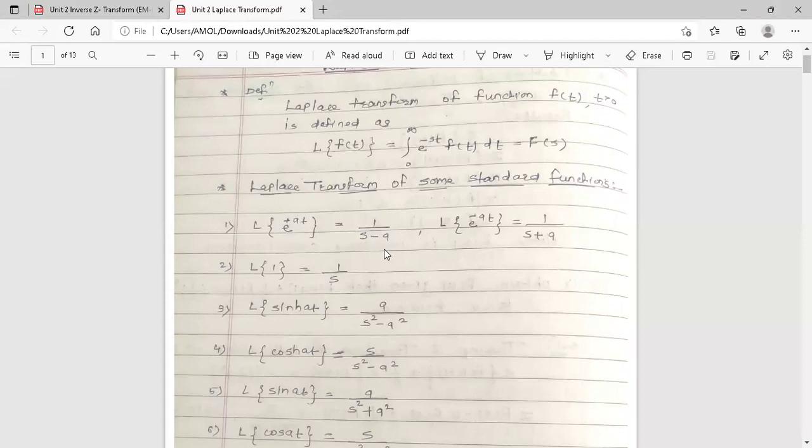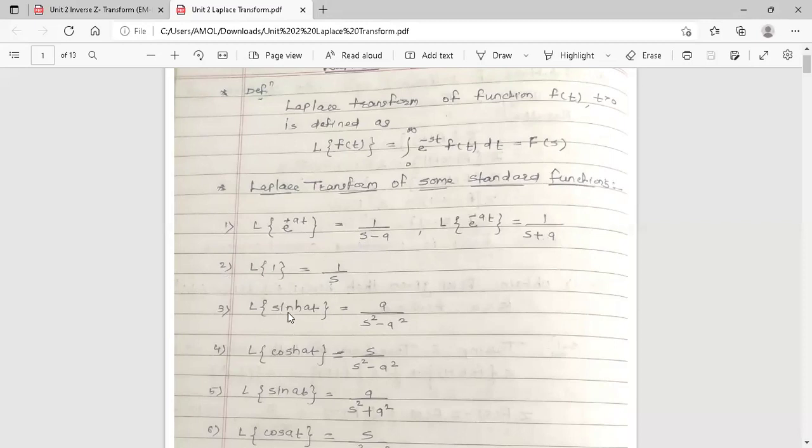So you just remember the results formally, and we are going to solve the examples based on the results. So Laplace transform of e raised to at is equal to 1 upon s minus a. So Laplace transform of e raised to minus at is equal to 1 upon s plus a. When the coefficient is minus a, then in denominator the term is s plus a. When the coefficient is plus a, then in denominator the term is s minus a. Then next, Laplace transform of 1 is equal to 1 upon s.